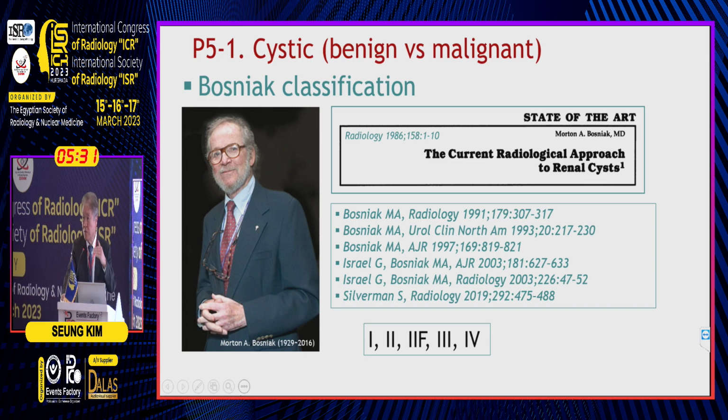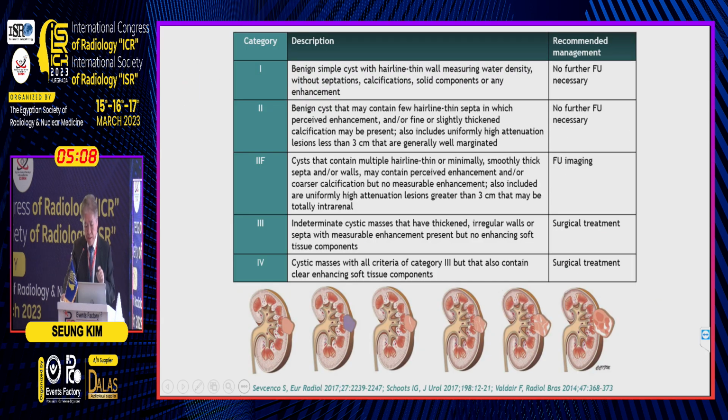1986. And there were many updates to this classification system. The last update was in 2019 by Dr. Stuart Silverman. And we categorize into 5 categories: 1, 2, 2F, 3, and 4. And this is the original Bosniak classification.